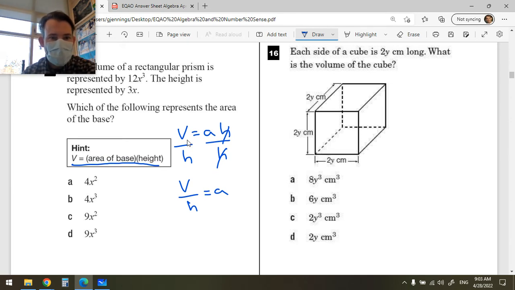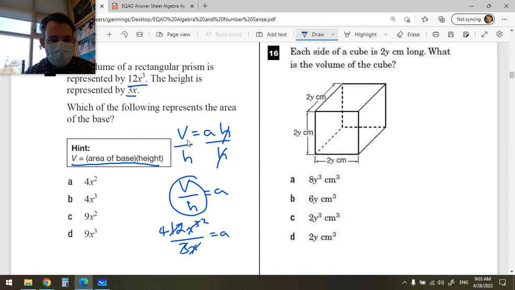So, let's see. If we take 12x cubed and divide it by 3x, let's write that out. We're going to substitute in here. The volume is 12x cubed, and the height is 3x, and that will give us the area. Well, this 12 divided by 3 is 4. X cubed divided by x is x squared.